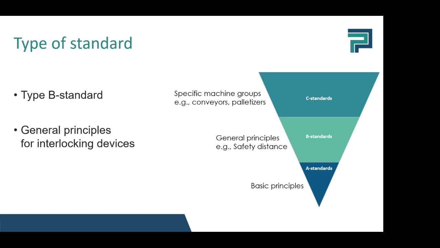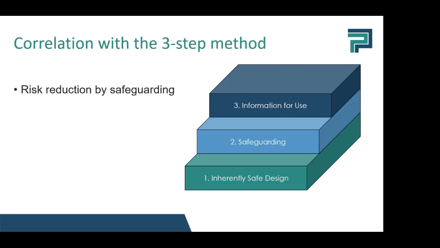Now, we will try using interlocking guards to reduce the risk of machinery. And therefore, I have to explain the correlation with the three-step method. When we try to reduce a risk relating to a machine, we will always follow the three-step method. So first, we will try using an inherently safe design measure. And in this stage, we're going to try to take the risk away. For example, if we have angular parts, we can round them so the hazard is removed. But this is not always possible.